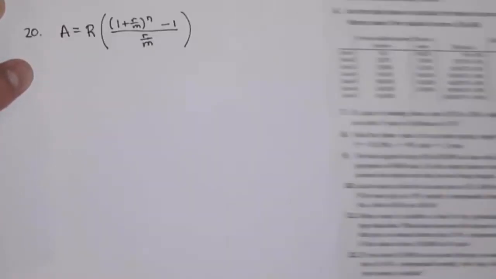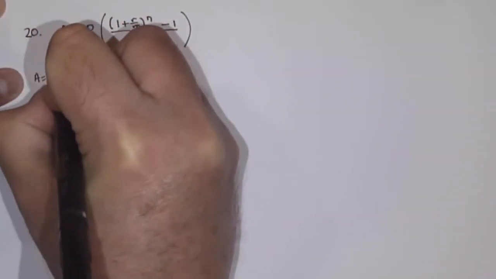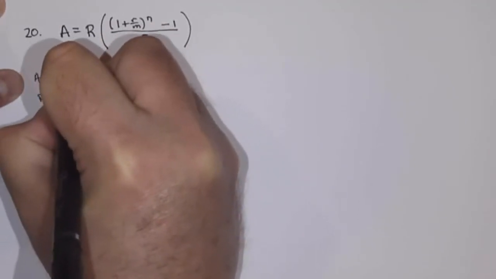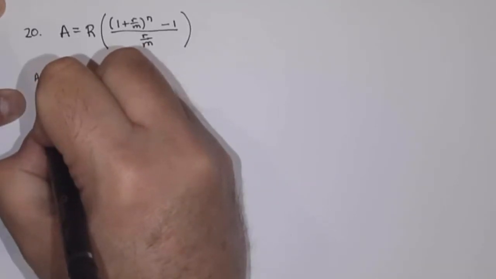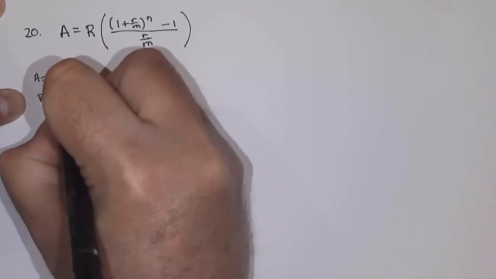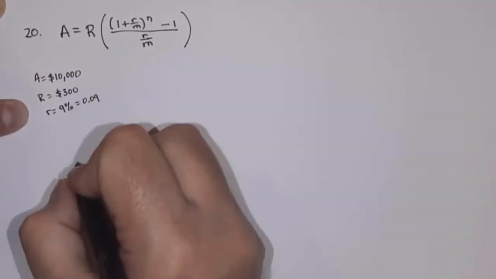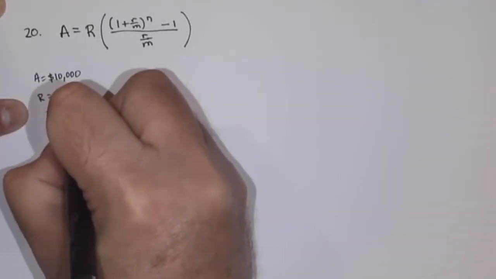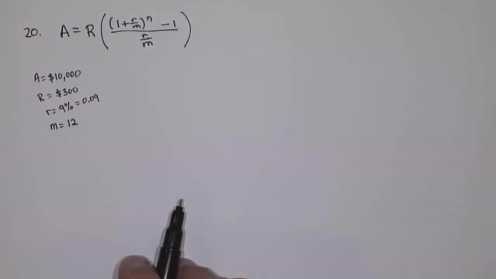That's the future value. So again, filling in what I know, we want A to be $10,000. We know that R equals $300 per month. We know that our interest rate is 9%, which is 0.09 as a decimal. And we're making monthly payments, so m equals 12. And so we want to know, how long is it going to take? How long before we get to $10,000?